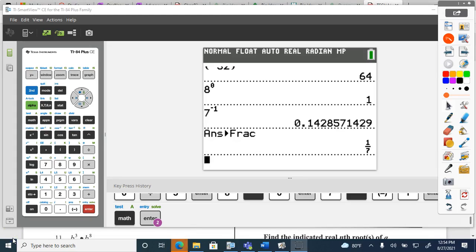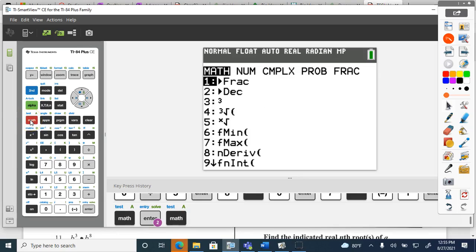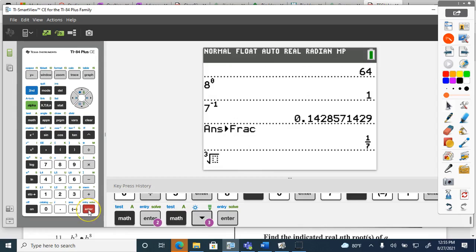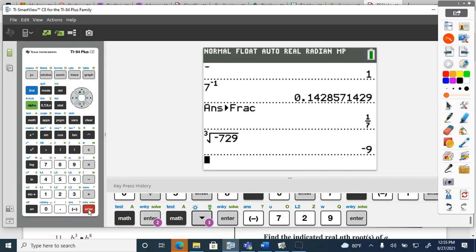Okay, number 5 says the cubed root of -729. Where is the cubed root at? Math, and you go down to 4. It's the 4th one down. Okay, anything more than the cube root, if it's like the 4th root or 5th root or 6th root, you're going to go to that one that's the x root right there. Everybody see that? Okay, so hit enter. Are you sure? -729. Enter. -9 is my answer. I'm pretty sure.